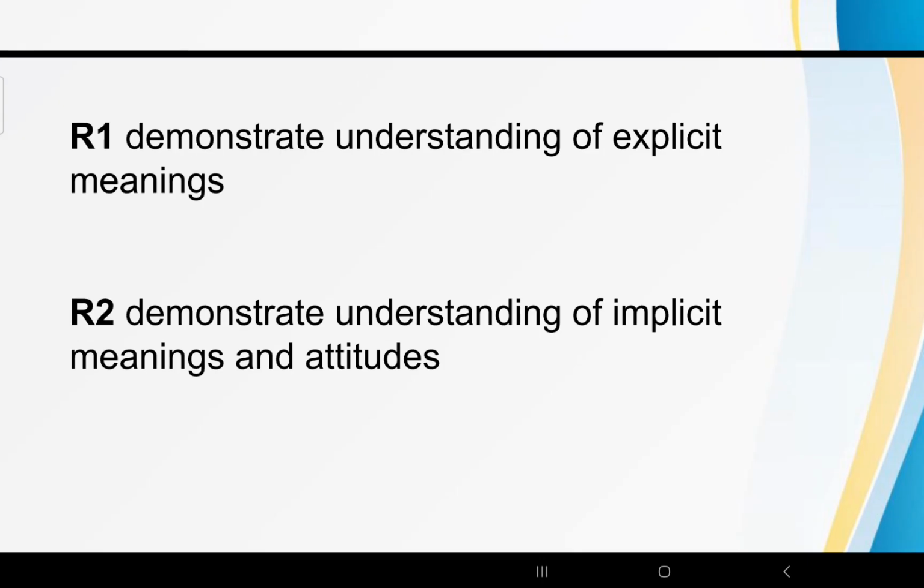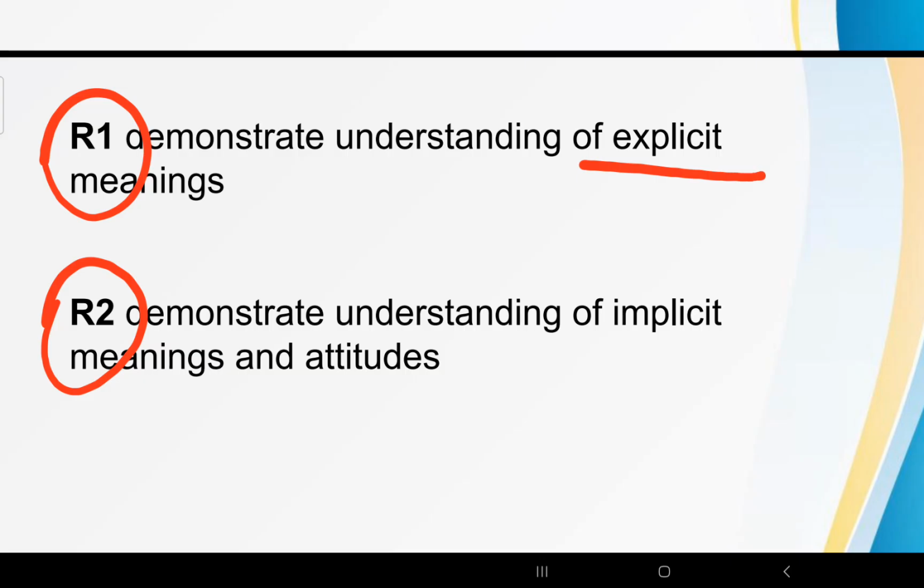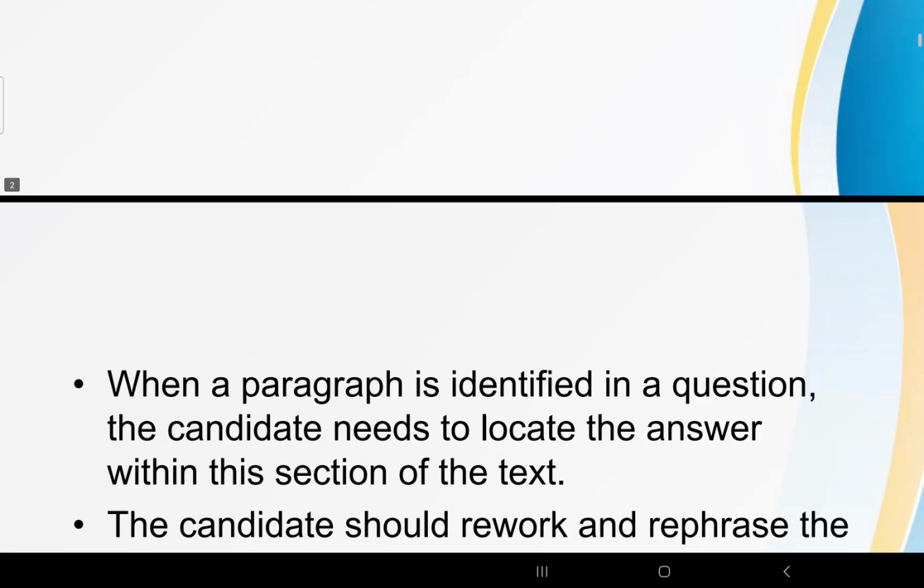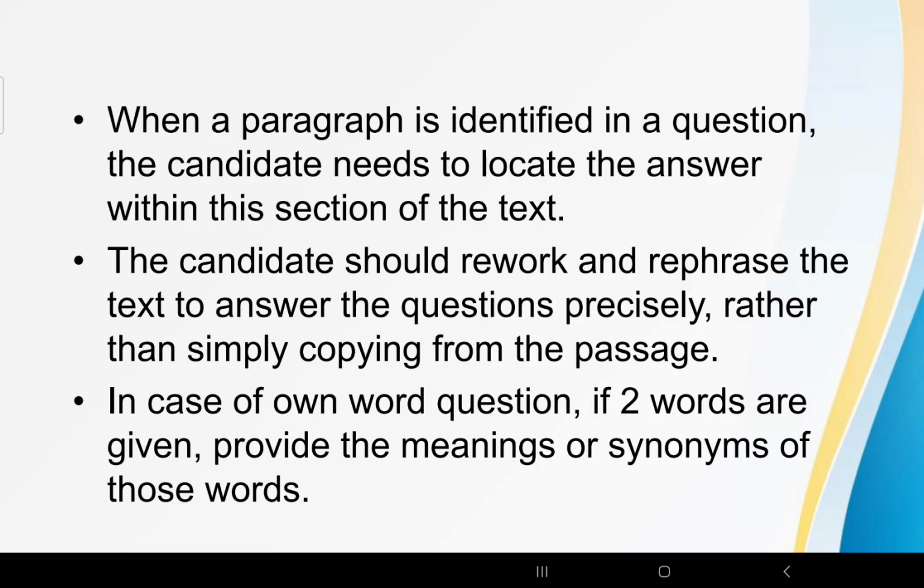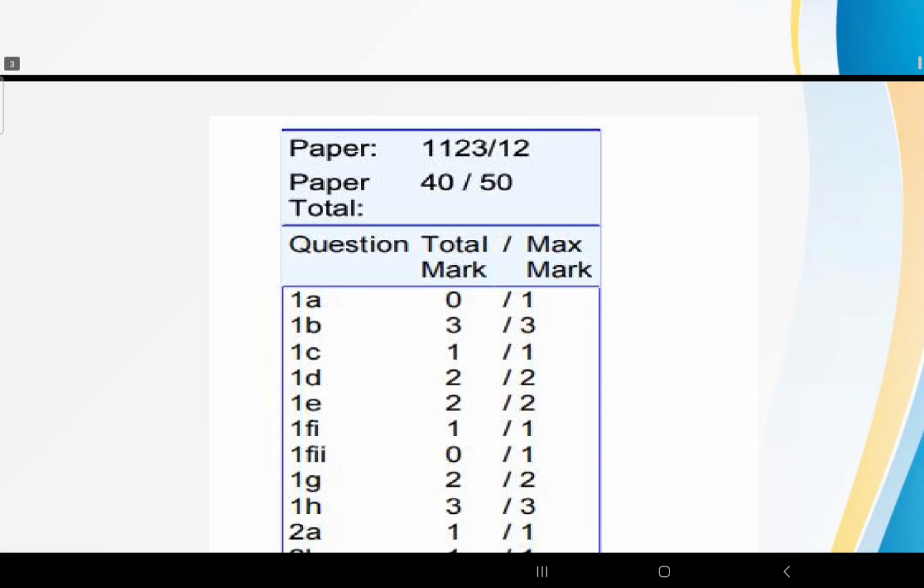So your examiner is going to check for R1 and R2 in this question number 1. For these 16 marks, you have to show that you know what explicit meanings are, and you need to show what implicit meanings are. I've already told you: explicit is something that is clearly mentioned, implicit is something that is hidden. Now let's start. There's one more thing. I think I've talked about this when a paragraph is read. I'm not going to read that.